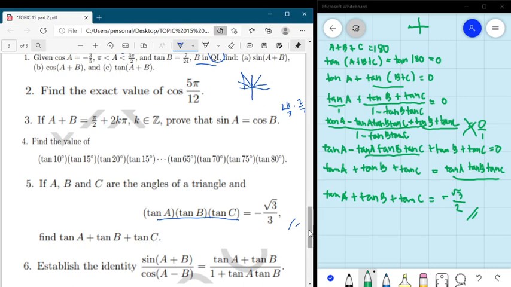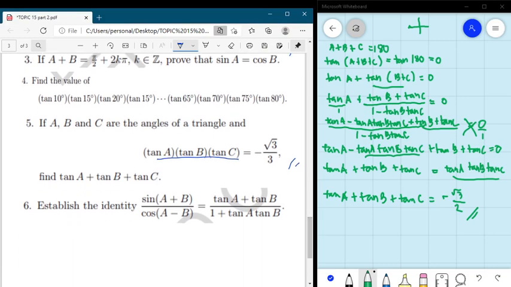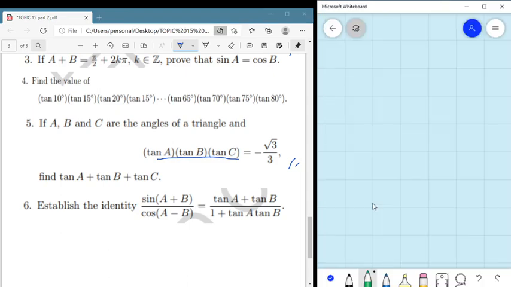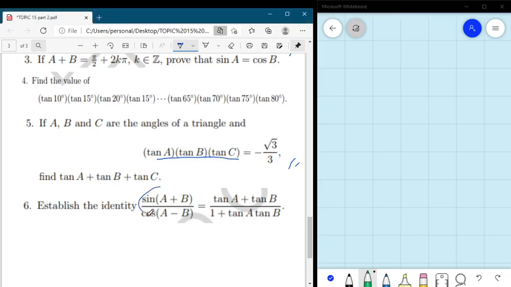And lastly, for number 6, we are going to establish the identity sine of alpha plus beta over cosine of alpha minus beta is equal to tangent alpha plus tangent beta all over 1 plus tangent alpha tangent beta. So, in this case, we will simplify our left side to get the right side.